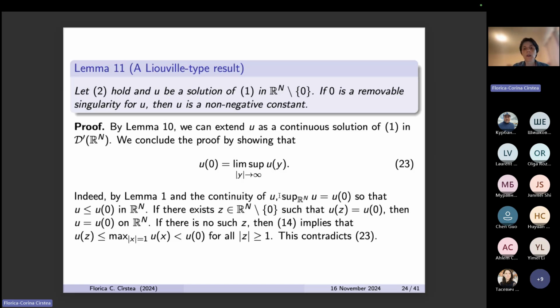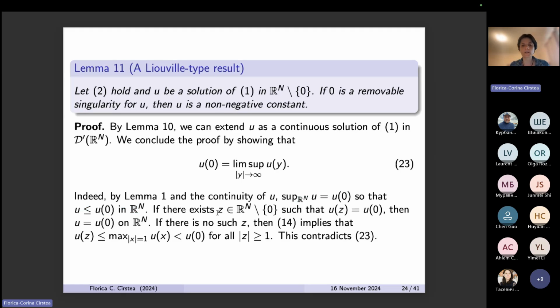This means that the supremum of u on Rn is attained at u of 0. That is the fact that we are using. That is lemma 1. This is the fact that as you go to the right, the values of u decrease with respect to the maximum on the spheres that are to the left. And so u is less than or equal to u of 0.